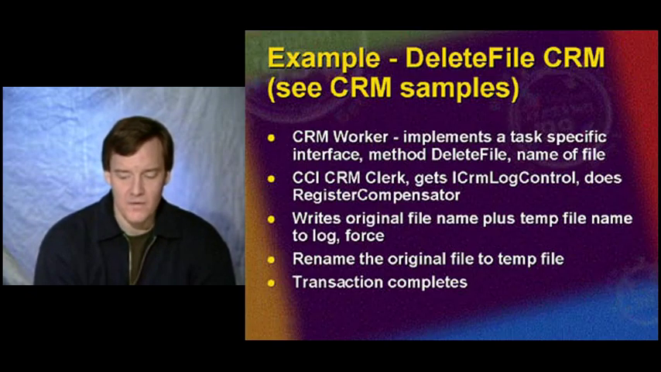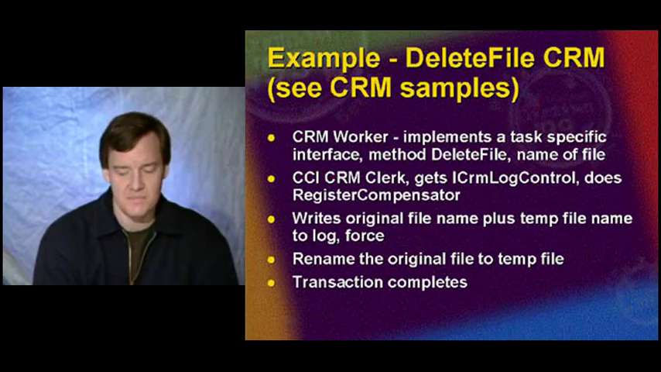The worker would co-create an instance of the CRM clerk, and it would get the ICRMLogControl interface. The first thing it would do is call RegisterCompensator to tell us the name of its compensator, which would be the delete file CRM compensator. The worker would then write the original file name plus a temp file name to the log, and then force those to make them durable on disk.